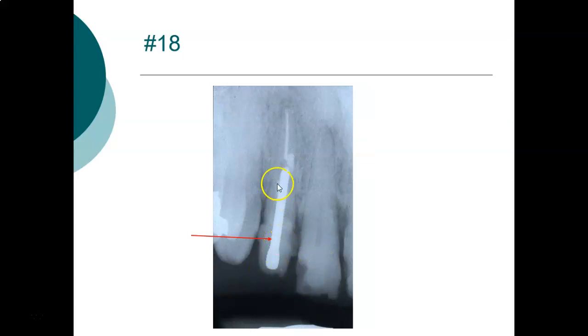And here is another example of a post. You can see it goes all the way down the natural tooth, and then here's some more of the root canal material, or the gutta percha. But that's a post. So that's an endodontically treated tooth.